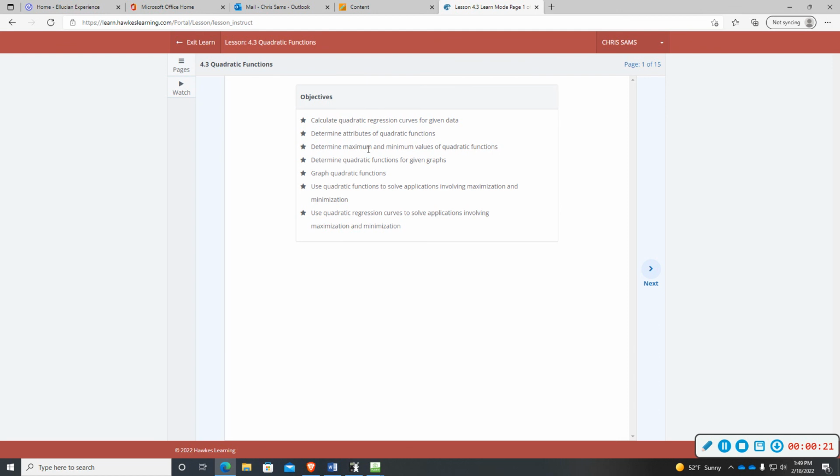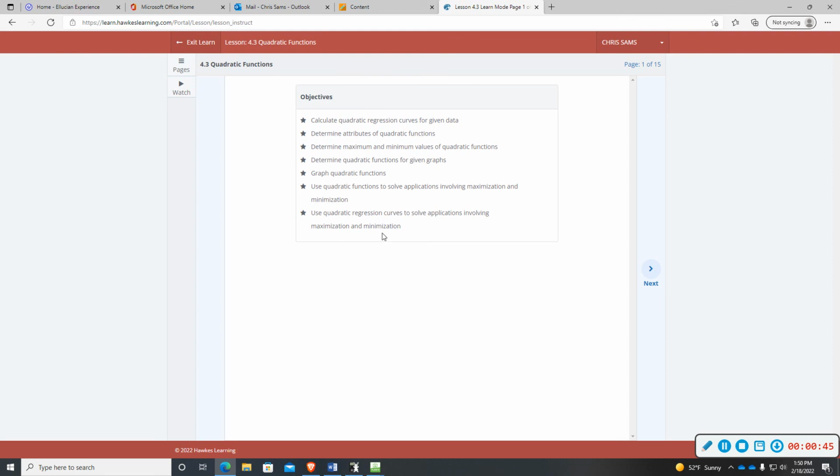We're going to determine the maximum and minimum values. Determine quadratic functions for given graphs. We're going to graph quadratic functions. We're going to use quadratic functions to solve applications involving maximization and minimization. And then we're going to use quadratic regression curves to solve applications involving maximum and minimum regression equations.